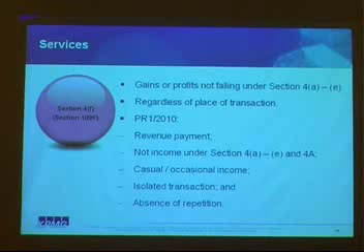Means 109B type of payment. If you fall under 109B, you wouldn't get caught under this. That's why this provision is applied last. Okay? And it applies to casual or occasional income, and it's applied on isolated transactions. There is an absence of repetition. That's essentially what they're trying to catch.